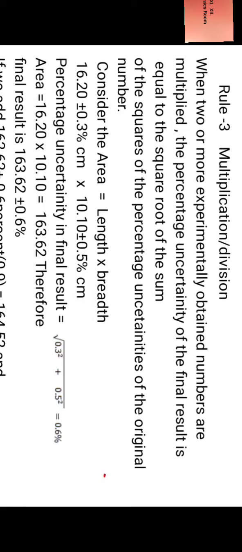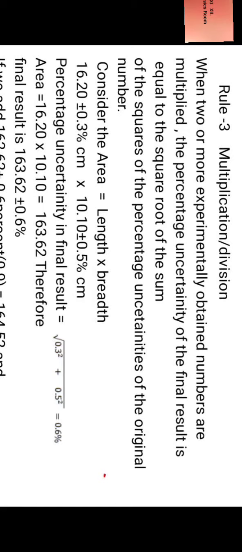Now consider the area equal to length into breadth. We use the previous data which was used in previous examples. So if length is 16.20 centimeter and breadth is 10.10 centimeter, then area would be equal to 16.20 plus minus 0.3% centimeter into 10.10 plus minus 0.5% centimeter. So 0.3% is error in length and 0.5% is error in breadth.